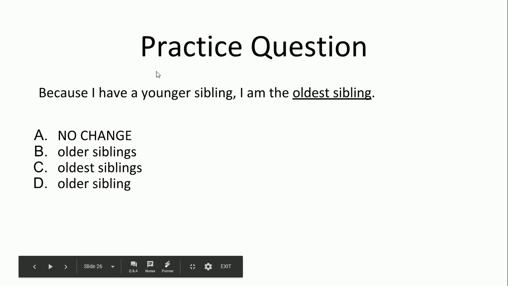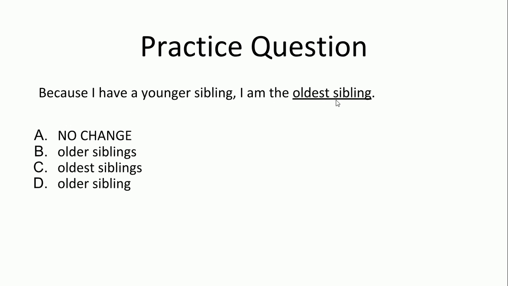So a practice question with this. Because I have a younger sibling, I am the oldest sibling. Well, that sort of sounds right, but think about those rules we went over in the last slide really carefully. It's not grammatically correct. We should change it to D. So oldest sibling. Well, oldest is the superlative, and that means we have to be comparing at least 3 things. But here we're only comparing 2, one younger sibling and a speaker. So oldest isn't appropriate, and because of that, I can also eliminate C.